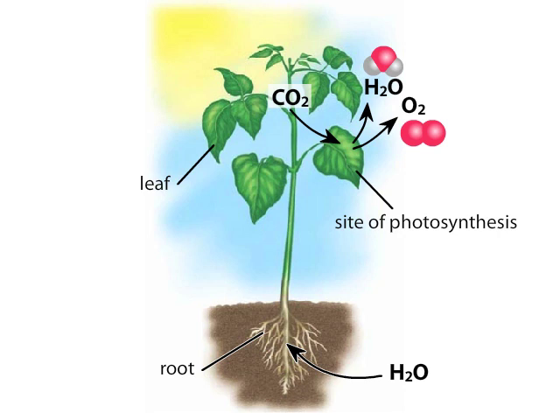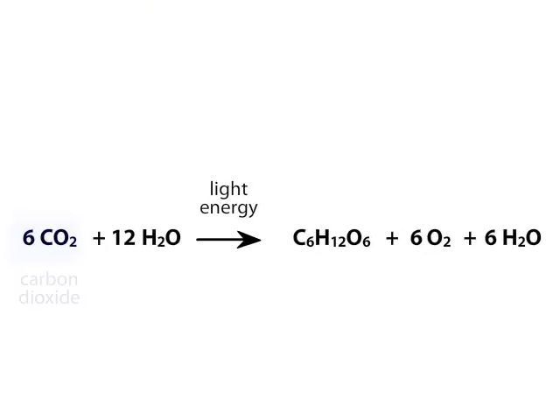The basic process of photosynthesis can be summarized using the equation shown here. Carbon dioxide, water, and light energy combine to yield the products of sugar, oxygen, and water.